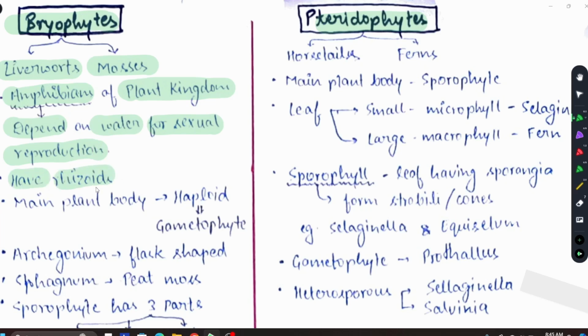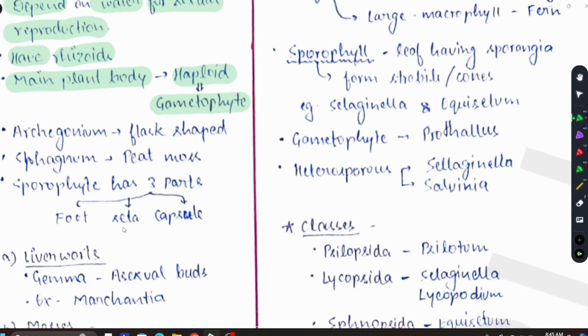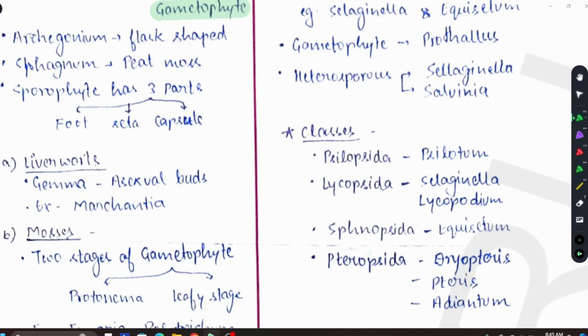They have rhizoids as roots. Their main plant body is haploid, and this is called gametophyte because it produces gametes. Their archegonium is the female sex organ, and it is of flask shape. There is an example of a moss called Sphagnum. Sphagnum produces peat, and that's why it is called peat moss. The sporophyte of bryophyte has three parts: foot, seta, and capsule.